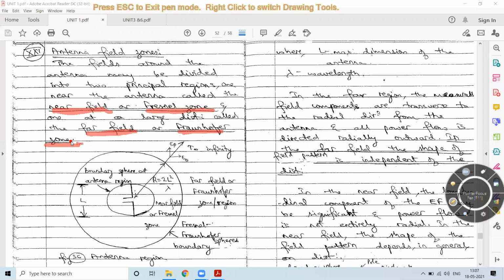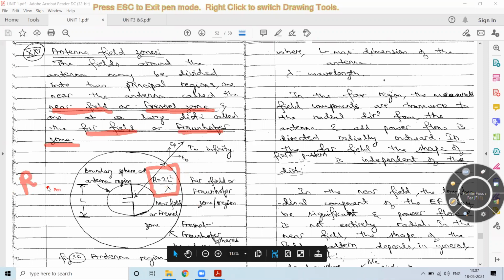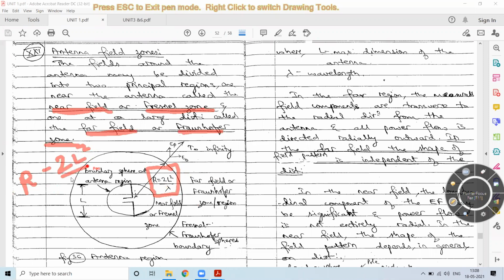Now, when do I call the field measurements to be falling under near field, and when do I call the measurements to be falling under the far field? So here I need to consider one parameter. That parameter is R. So I see what is the value of R. Value of R is compared with 2L square by lambda. R is the point at which you are measuring the radiation.